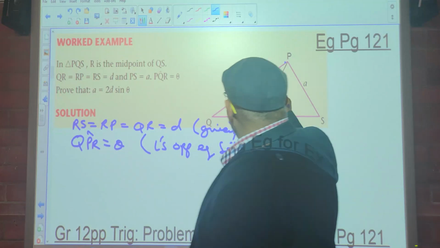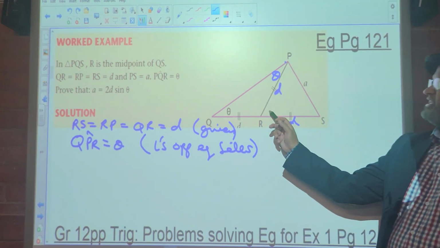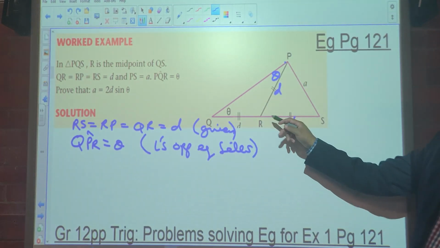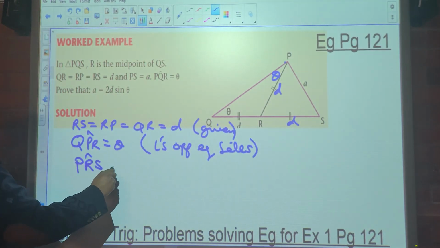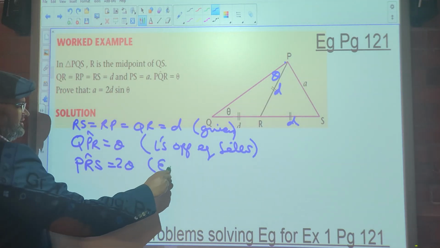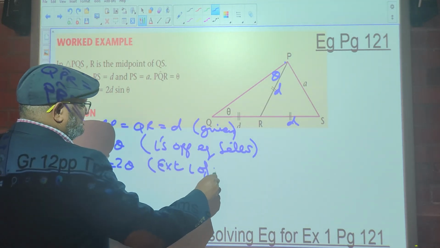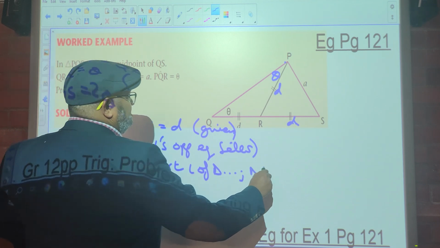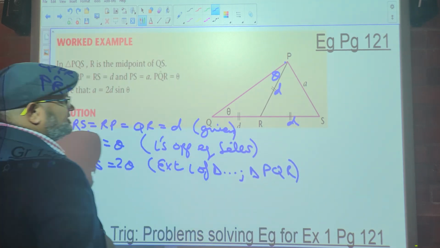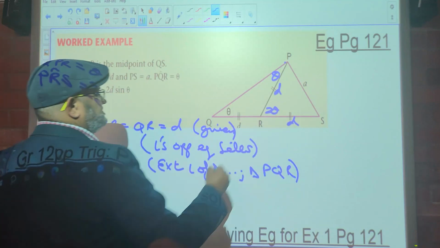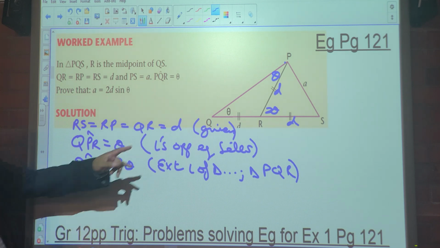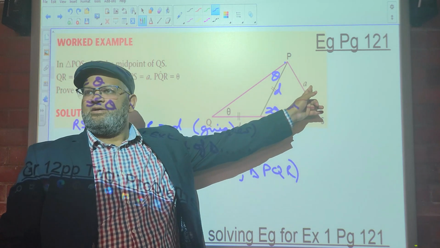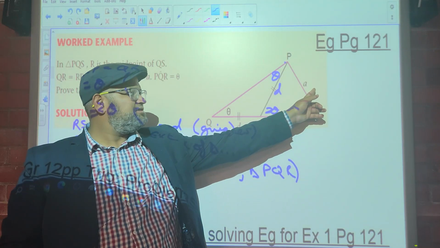Okay, so there's theta. So what is the size of this angle? PRS is equal to twice theta. Why? Exterior angle of a triangle, and it's triangle PQR. So there's 2 theta. Now what? You can say the cos rule, not so?